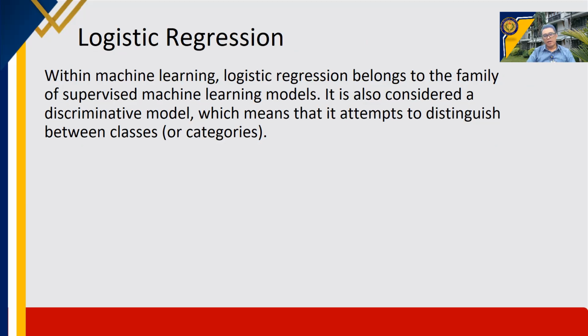Unlike a generative algorithm such as naive Bayes, it cannot, as the name implies, generate information such as an image of the class that it is trying to predict. For example, a picture of a cat. You cannot do that in logistic regression.